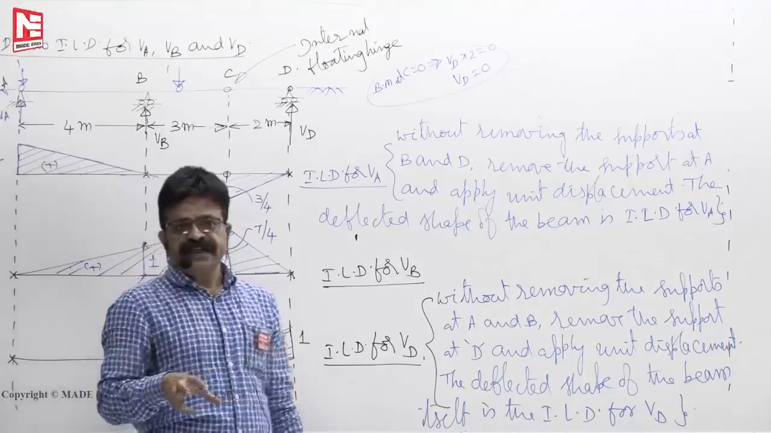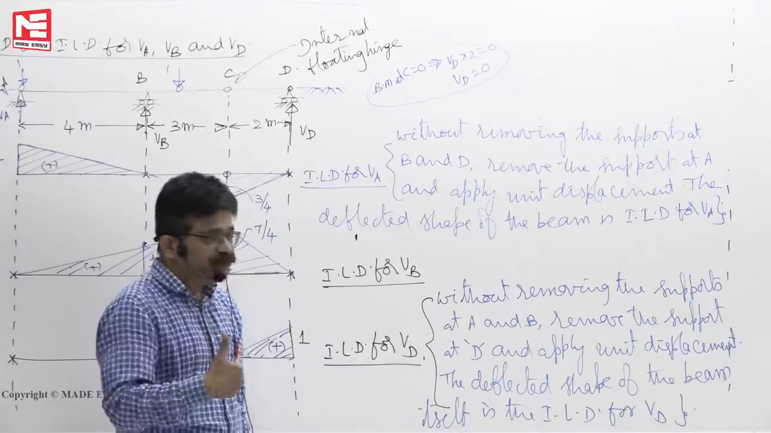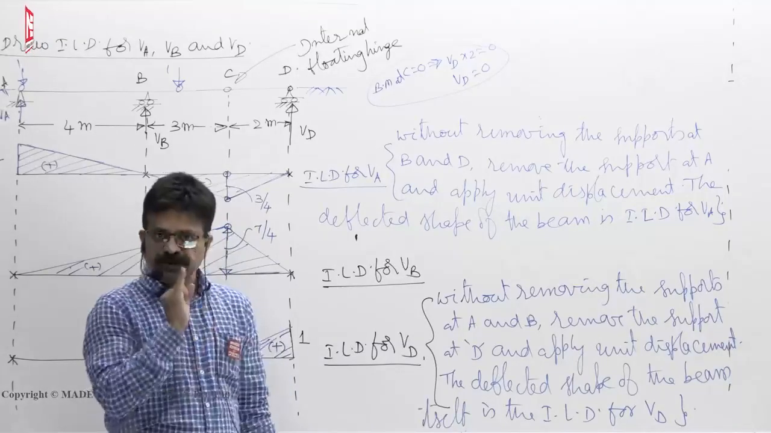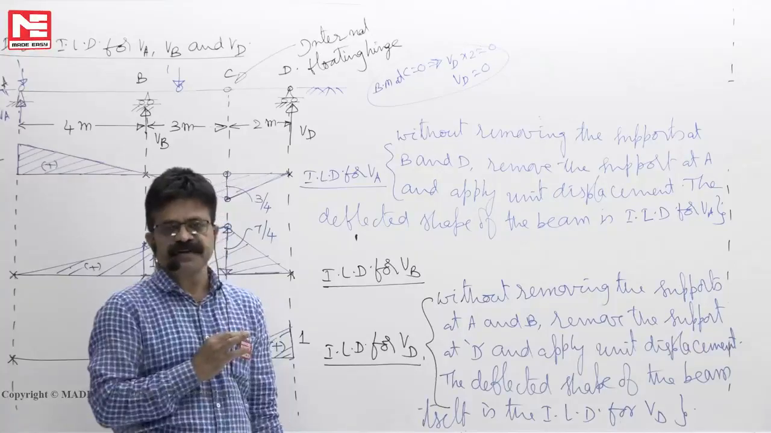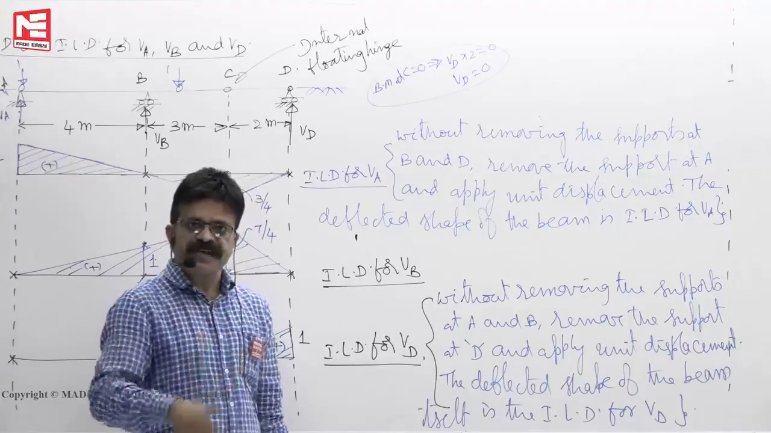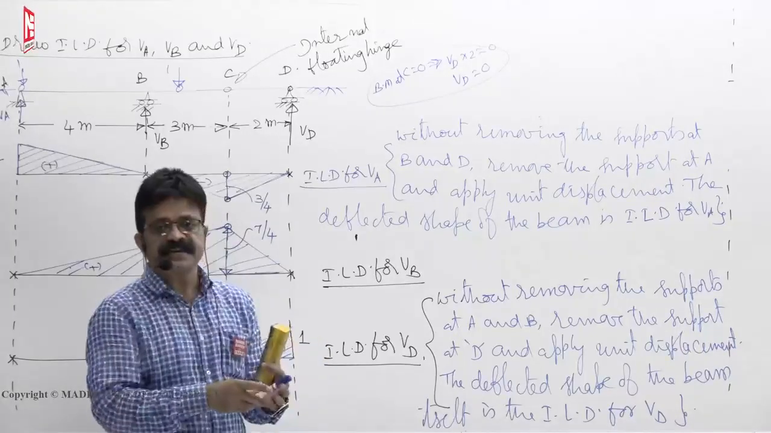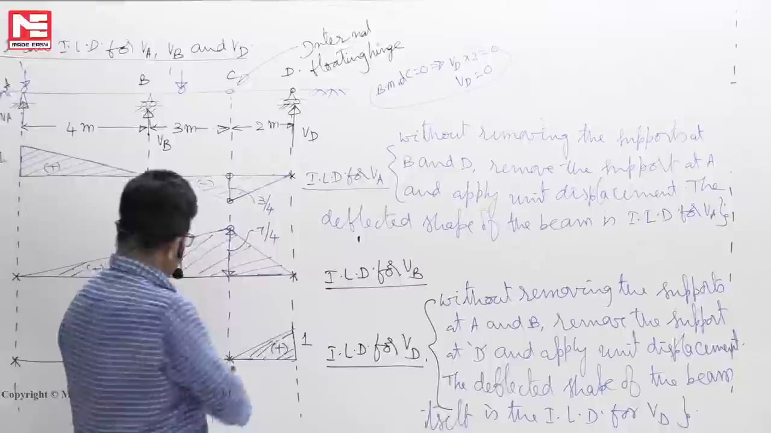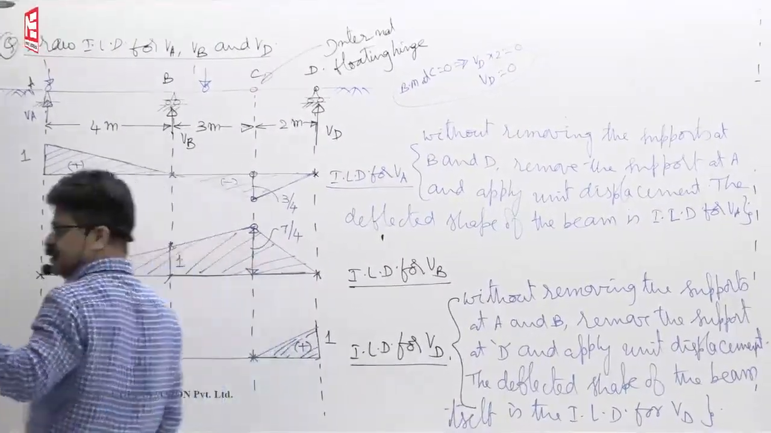Numerically, assume that it takes say 3 minutes. But if you solve it by taking the help of the influence line diagram to find the reaction or shear force or bending moment, it takes only 30 seconds. That means you can save at least 6 times the time. We will see with examples also in the later stages how you must save time. Okay, so this is ILD for VD. Now let us see the next question.